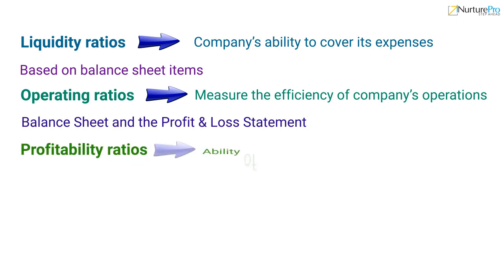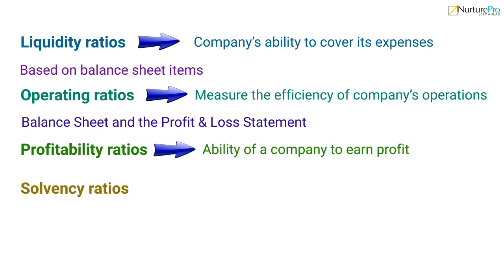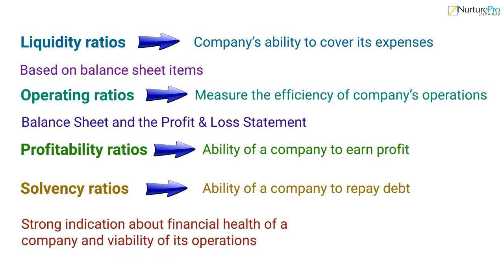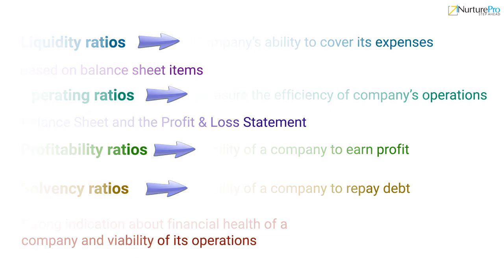Profitability ratios measure the ability of a company to earn profit. Solvency ratios measure the ability of a company to repay debt. These ratios are of particular interest to prospective lenders and banks. Solvency ratios give a strong indication about financial health of a company and viability of its operations.